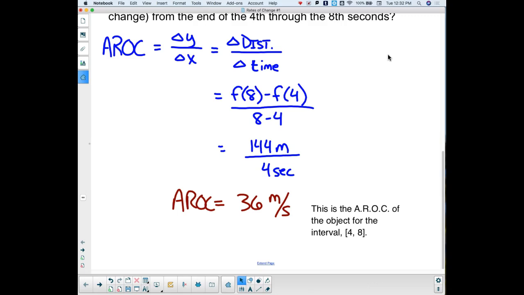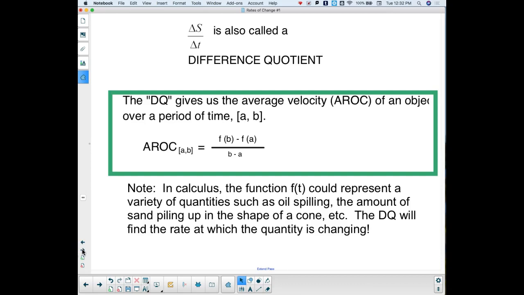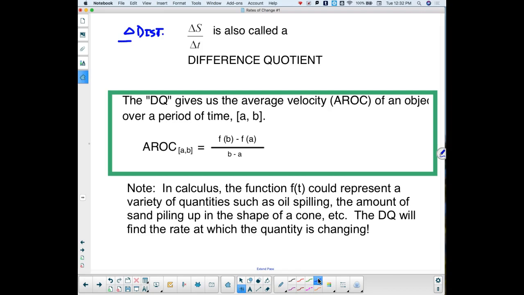Okay. Delta S over delta T, we just called it delta distance over delta T. That's also called the difference quotient.